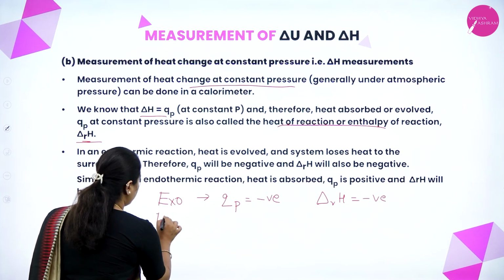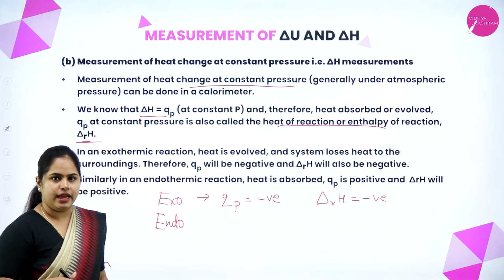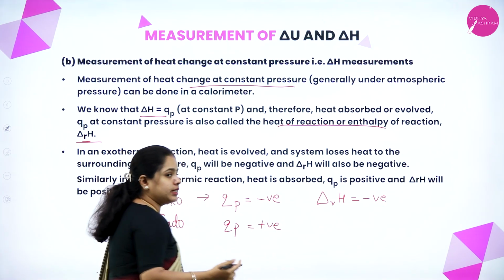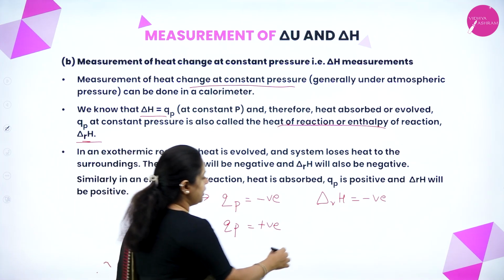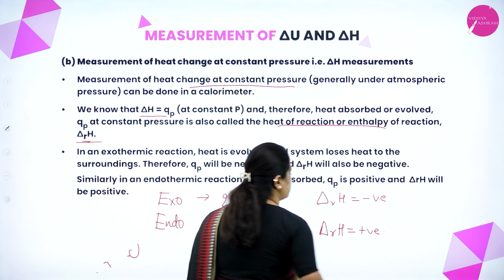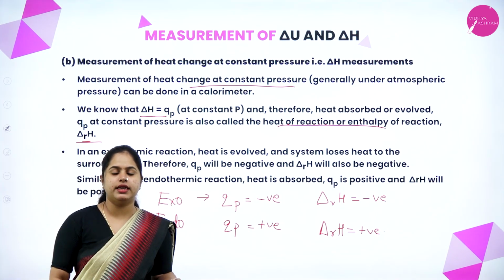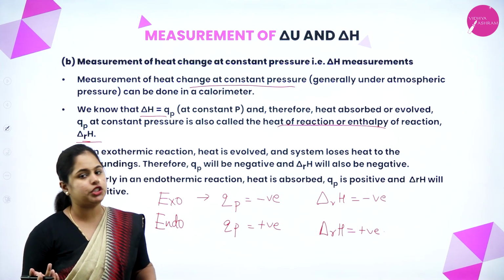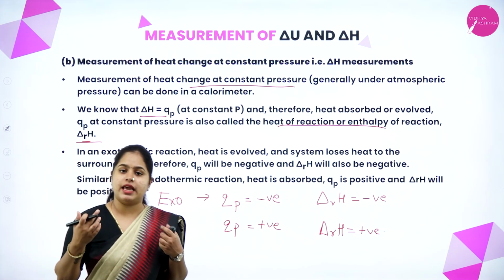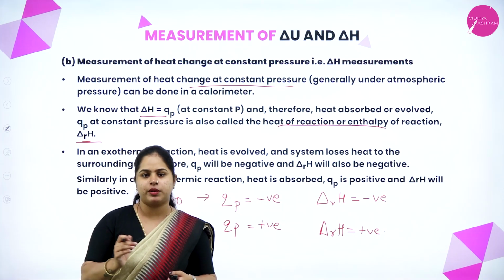And if it is an endothermic reaction, endothermic means the system is getting energy, right? So in that case, QP will be positive, right? Heat is absorbed by the system and hence delta RH, that is enthalpy of the reaction, will also be positive. In the same way, if you are able to calculate the heat change at constant pressure, we can calculate the enthalpy of the reaction. And if it is an endothermic reaction, it will be a positive value, and if it is an exothermic reaction, it will be a negative value.